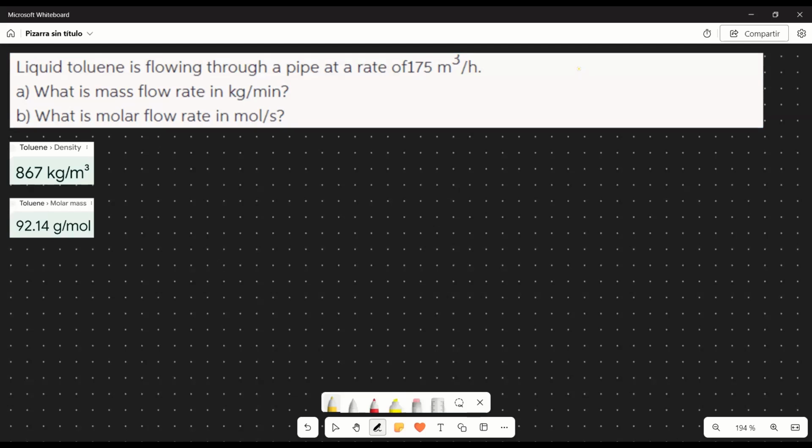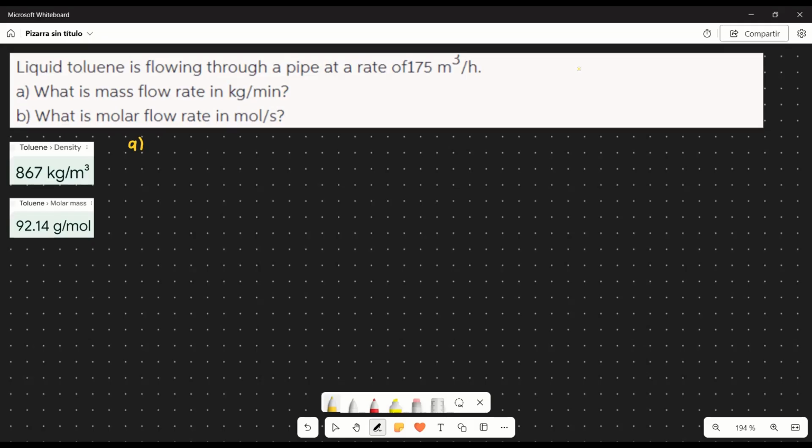And we're going to begin with this one, which asks us to determine the mass flow rate in kilograms per minute, given a flow of liquid toluene through a pipe at a volumetric rate of 175 cubic meters per hour. So we're going to begin with that.